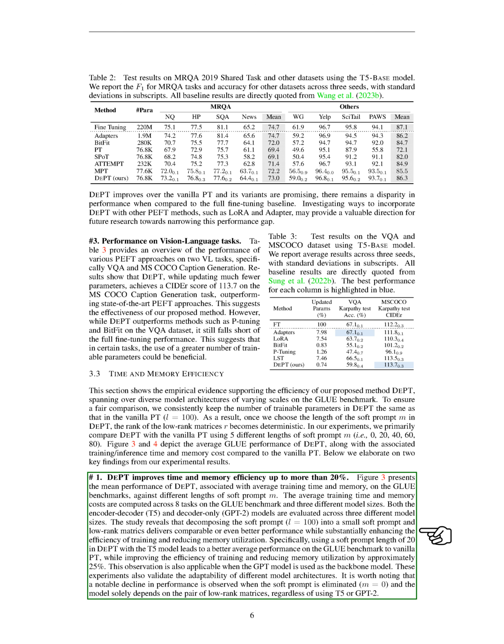For instance, using a soft prompt length of 20 with the T5 model in DePT led to better performance on the GLUE benchmark than the standard PT, while also improving training efficiency and reducing memory usage by about 25%. This was also true when using the GPT model. However, we noticed a significant drop in performance when the soft prompt was removed and the model relied solely on the pair of low-rank matrices, regardless of whether we used T5 or GPT-2. We also found that DePT becomes more efficient as the model size increases.